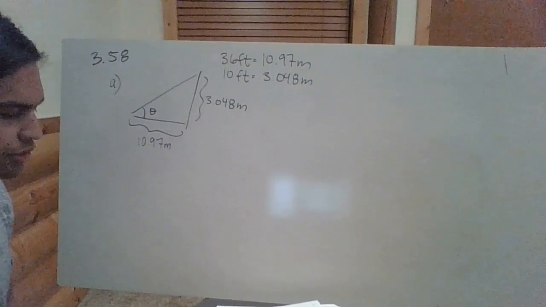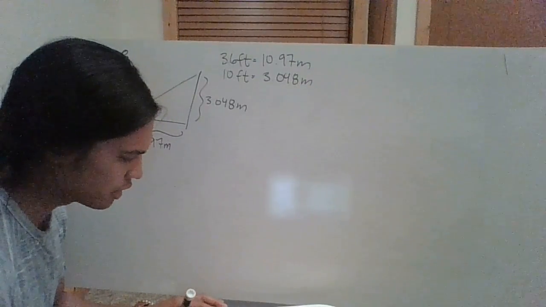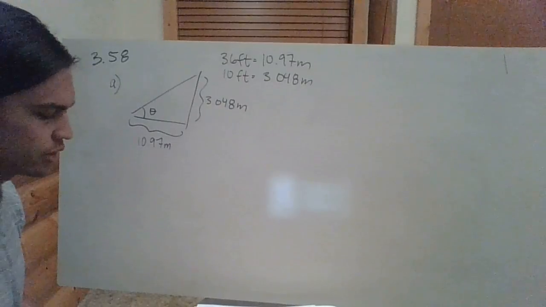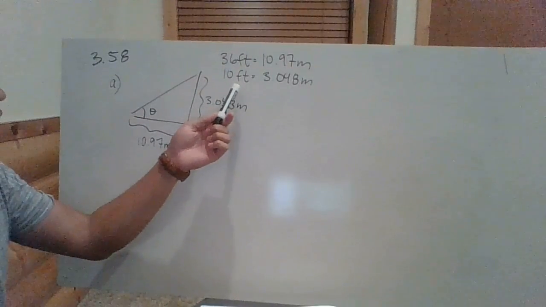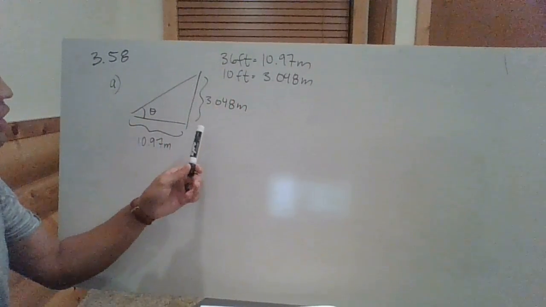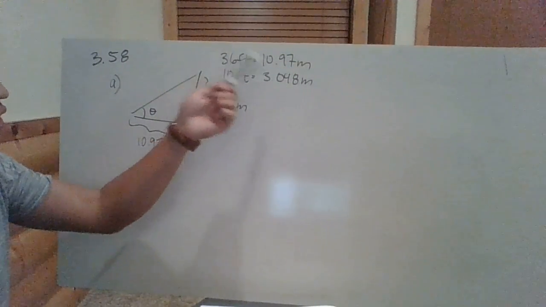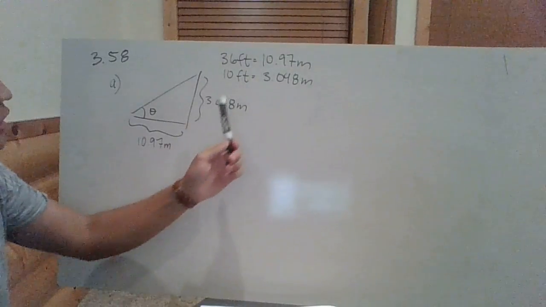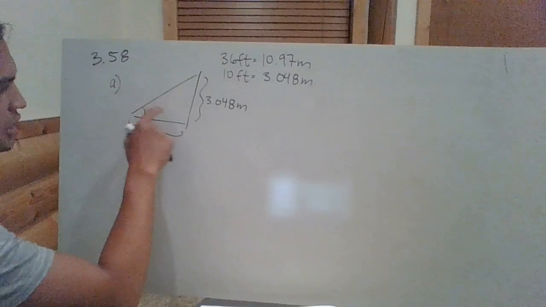This is for number 58 in chapter 3. So reading through everything, I've drawn up what they've given us. We know that from the field goal post we are 36 feet and the height of the field goal post is 10 feet. We converted those over to meters, which I've written here, and put them into here. So now we just need to find the angle that it needs to be kicked at.